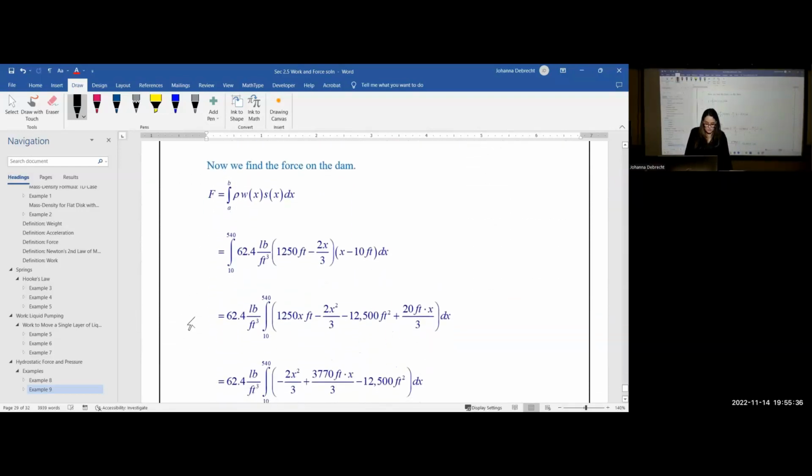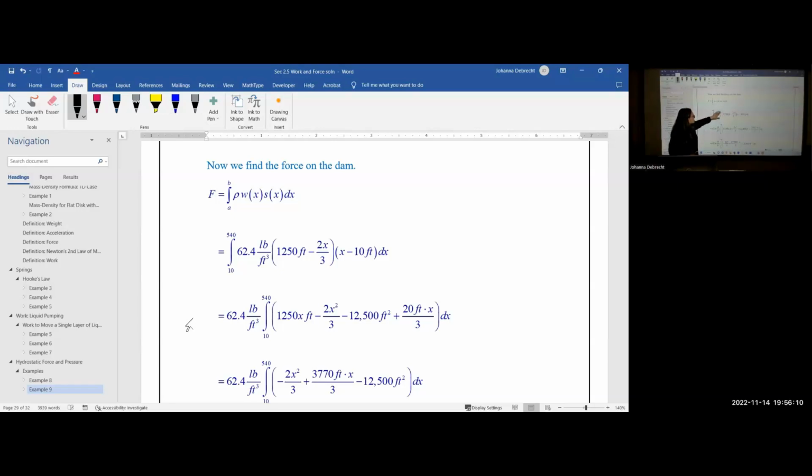Now we want to figure out the force caused by the water. So we need to figure out, well, where is the water and what are we looking at? So we're going from 10 to 540. Now why 10 to 540? X was set at the top of the dam. So the water starts 10 feet below that at 10. So again, we're going where the water is, and the water is 530 feet deep. But it starts at 10, so 530 plus 10 gives me 540.